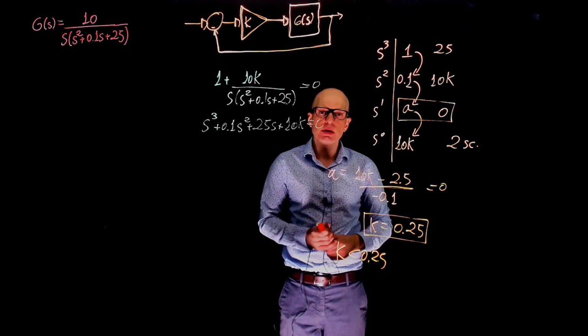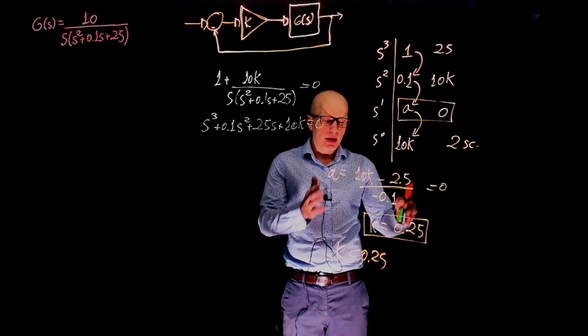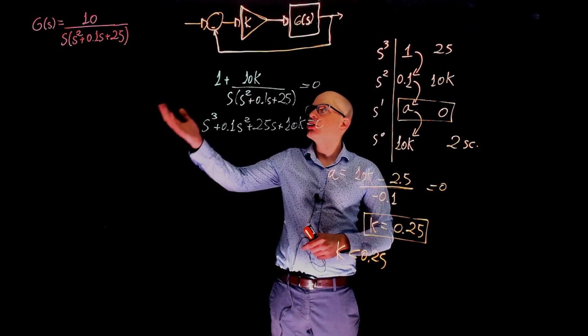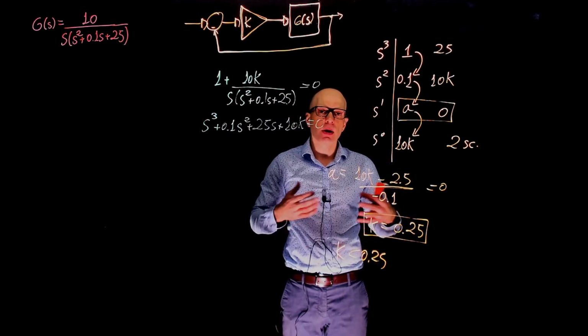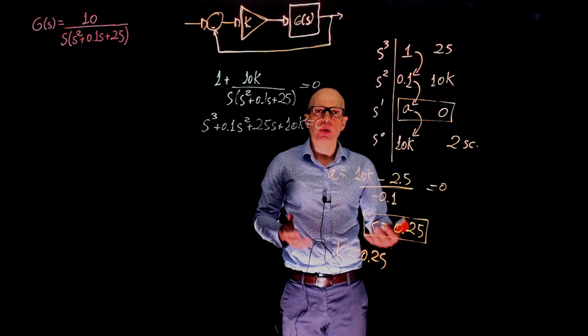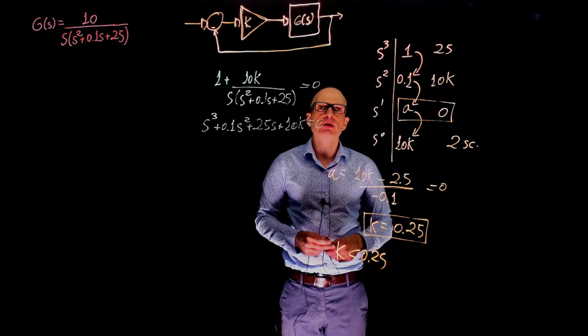For this particular system, the conclusion is for k smaller than 0.25, when g of s is used in a unit feedback loop such as this one, the system becomes closed loop stable. Otherwise, for k greater than 0.25, the system is unstable.